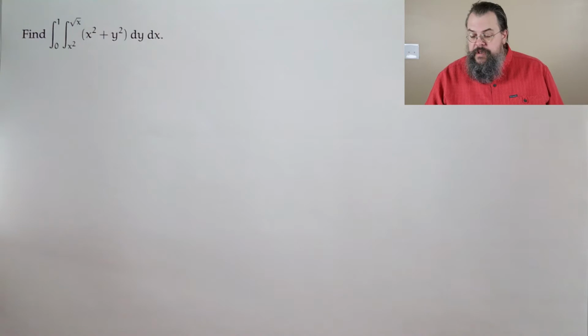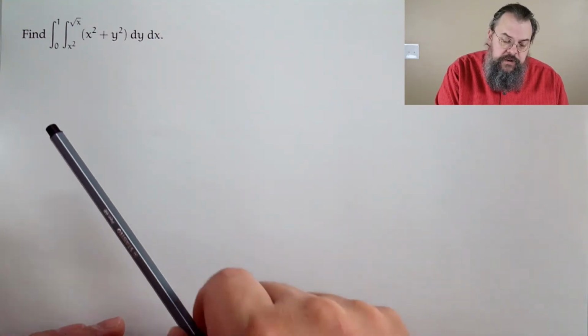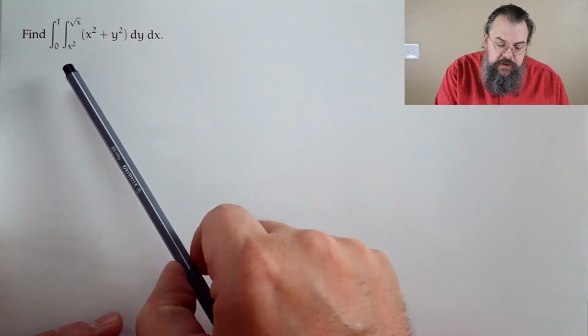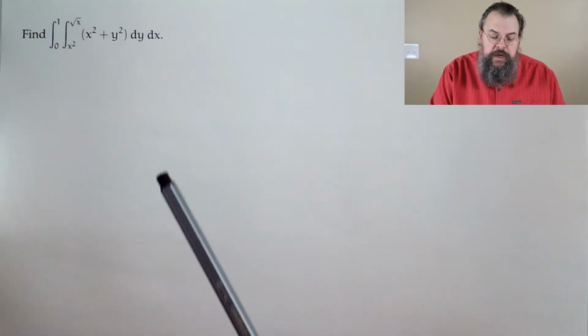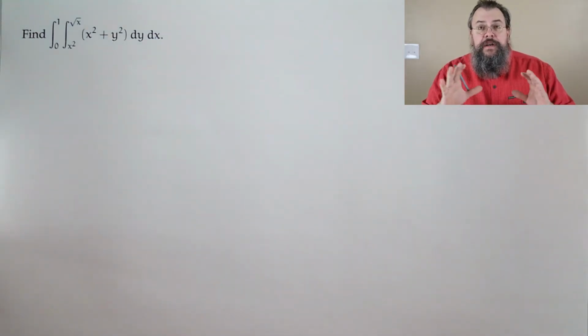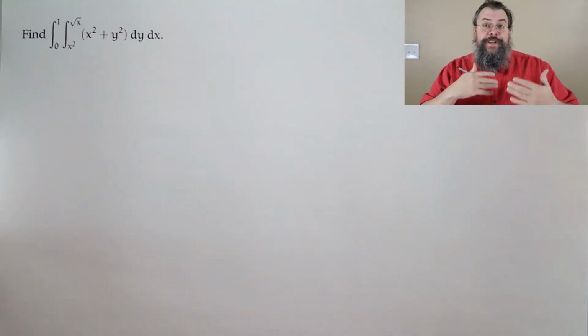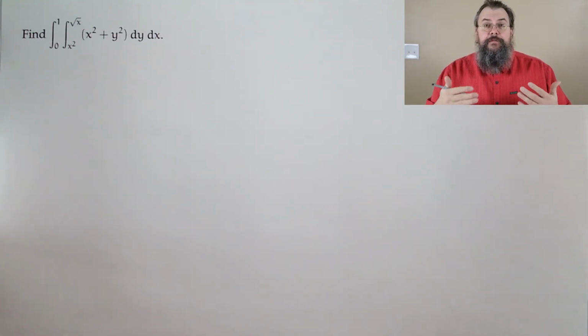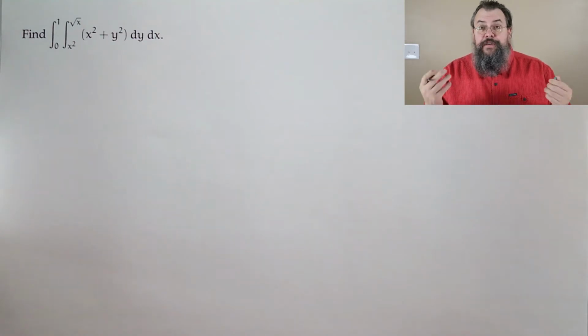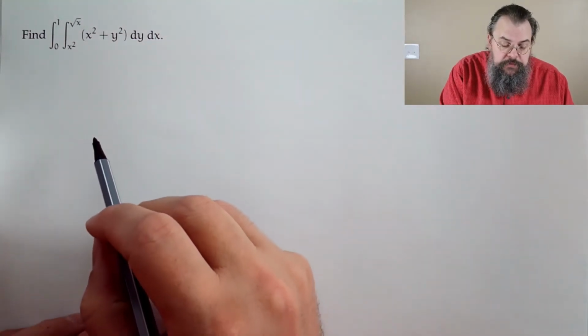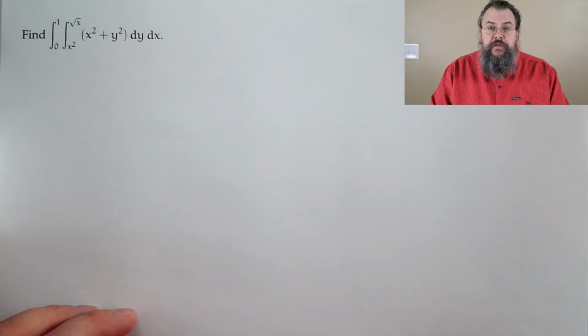First problem. Find the integral 0 to 1, integral x squared to root x squared plus y squared dy dx. Now, this one's not really a changing order of integration, but it's getting used to us saying, hey, you can have functions in the bound. So we want to get used to that process because it will show up as we go along. So we're just going to do what it tells us to do.